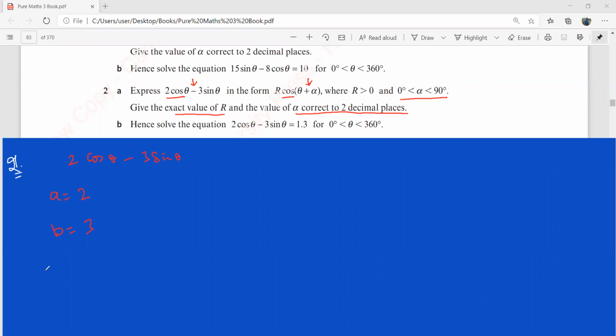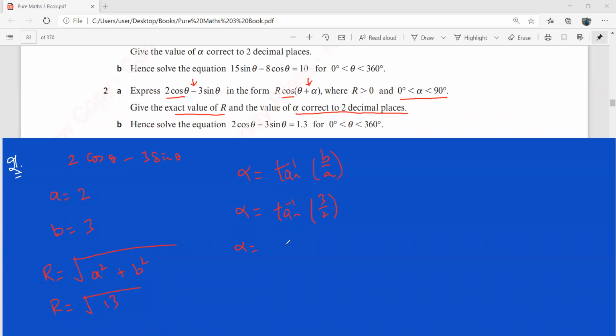Now I'll get my R quickly. I know my R is going to be the square root of A squared plus B squared. I have to keep that in exact form. So 4 plus 9, that is going to be the square root of 13. And then I'll have my alpha, that is going to be tan inverse of B over A, which is 3 over 2.